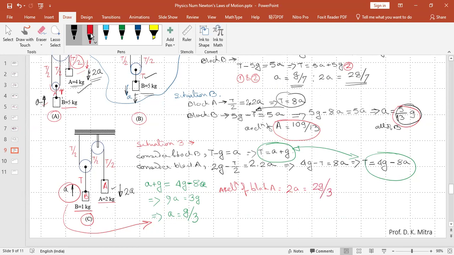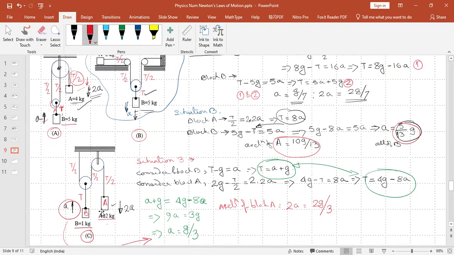So we found the acceleration of both blocks A and B in three different situations, right? Next day, once again, we shall continue with the numerical problems of Newton's laws of motion.